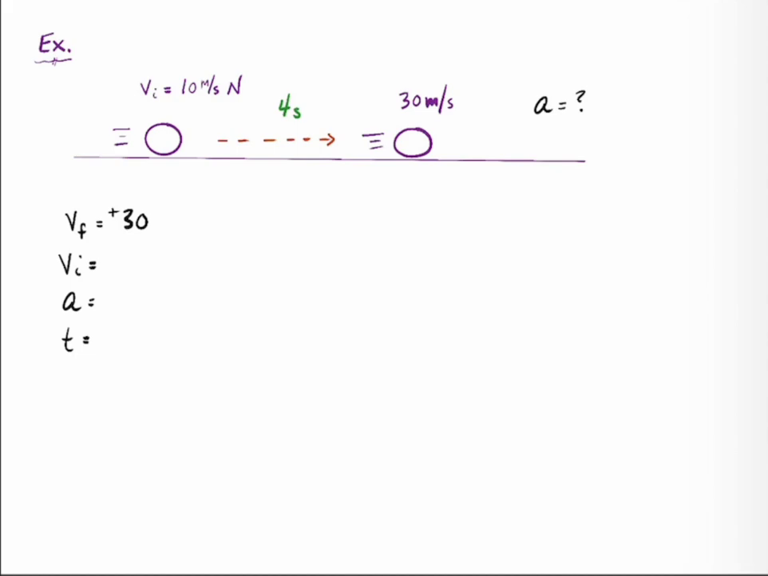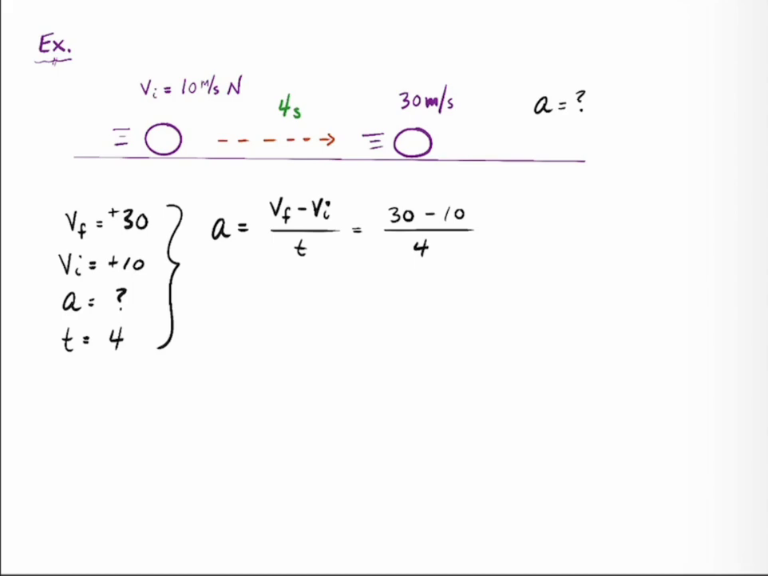The initial velocity is 10. Again, since it's in the northward direction, it's going to be positive. So we have a positive 10 meters per second for my initial and positive 30 meters per second for my final. The acceleration in this problem is actually what's unknown. That is what we're looking for. And we're given a time of 4 seconds. Once you have that listed out, it's just a matter of pulling out your acceleration equation and plugging in what you know and then solving for what is missing.